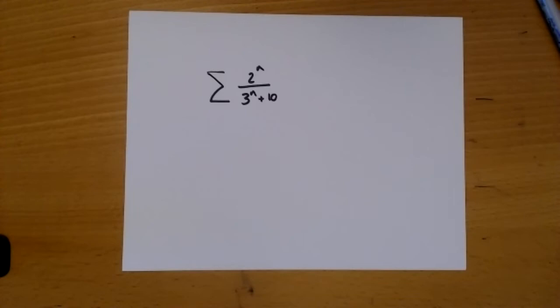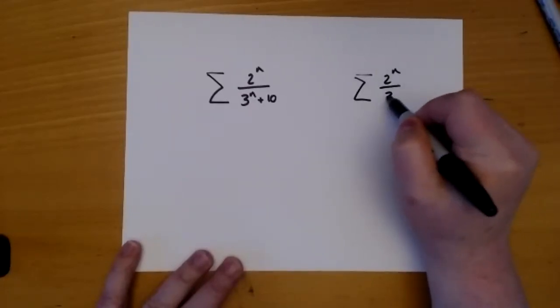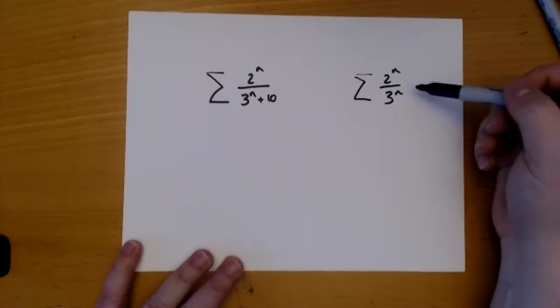So, Maria, what happens to this thing as n gets really, really big? What does it eventually look like? It eventually looks like 2 to the n over 3 to the n. Okay. Now, does this converge or diverge? It converges because it's a geometric series with an r less than 1. Right.